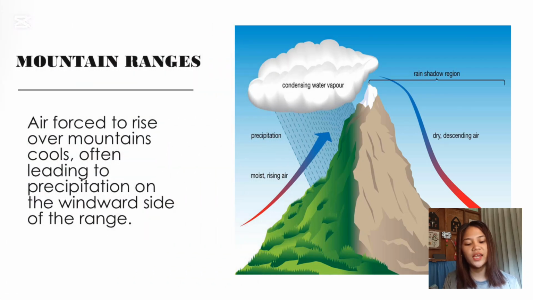And then mountain ranges: air is forced to rise over mountains, often leading to precipitation on the windward side of the range.